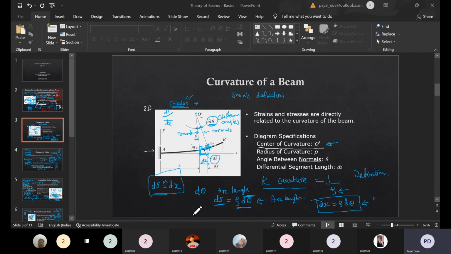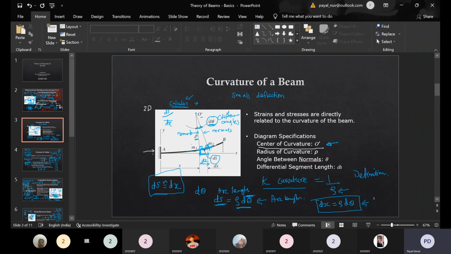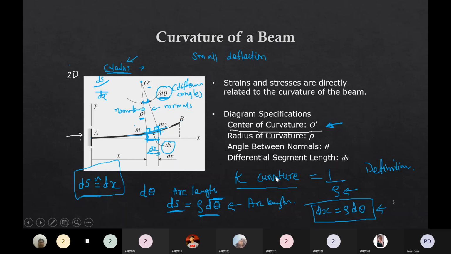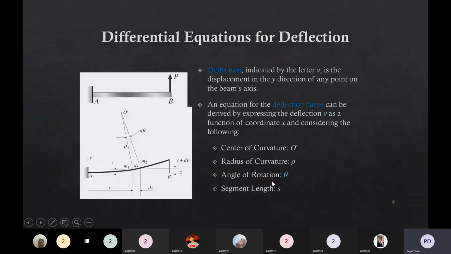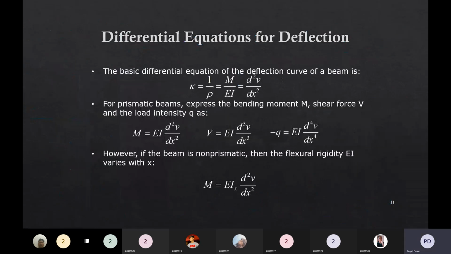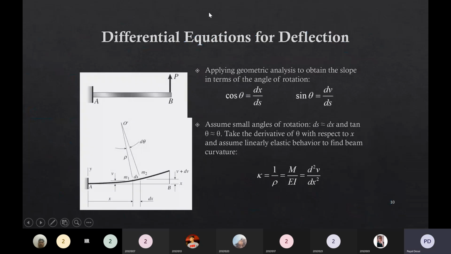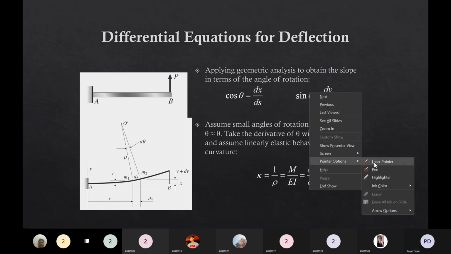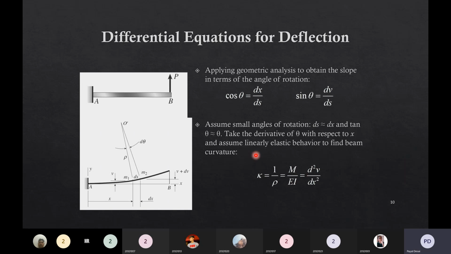So basically we need to see how we can use these formulas. Okay, so I will summarize these formulas again. I think the last slide was that. So the differential equation of deflection is a second order differential equation in terms of moment and deflection.